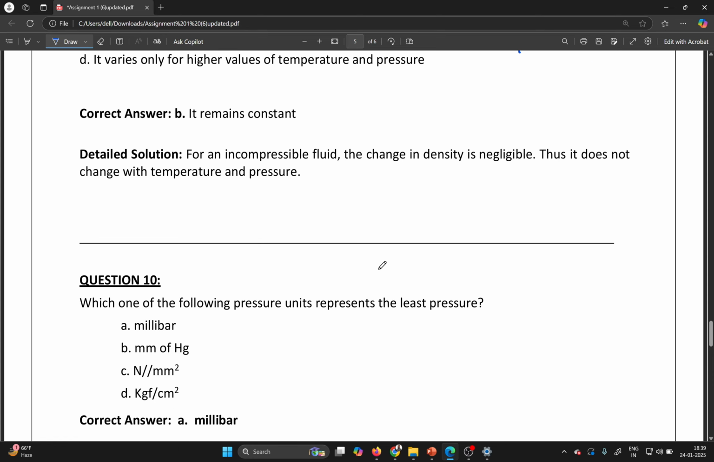Okay, here you just see the answer. But always please think: which one of the following pressure units represents the least pressure? So the least pressure, among millibar, mm of Hg, Newton per mm square, and kgf per centimeter square. Definitely the least pressure will be millibar. Now we'll move on to the next question.